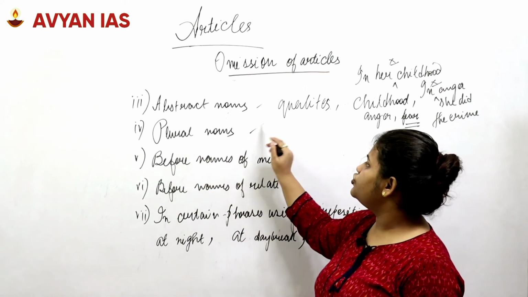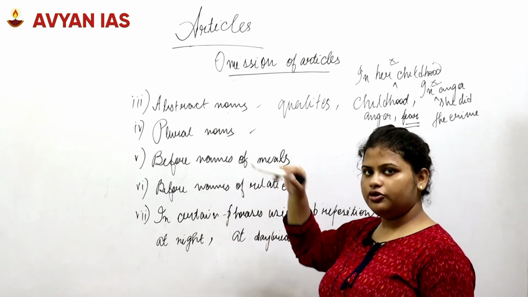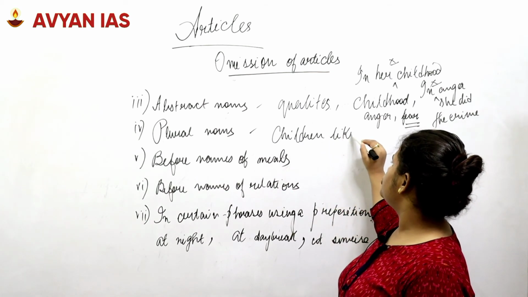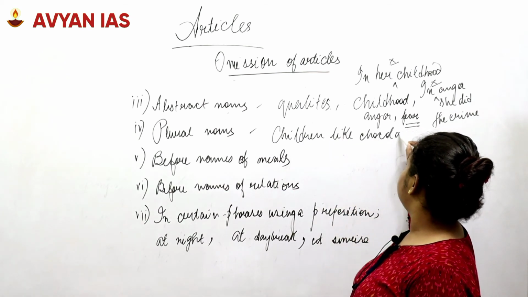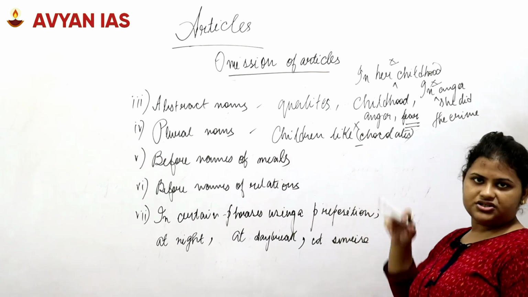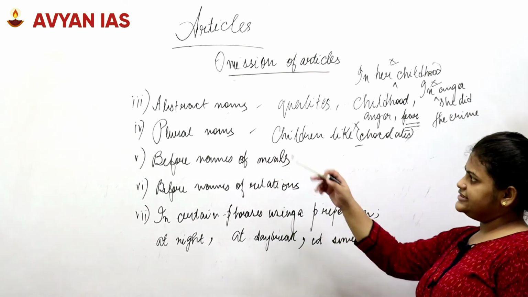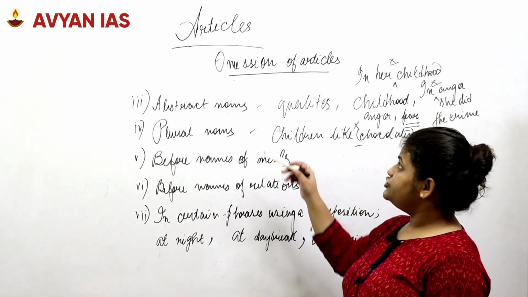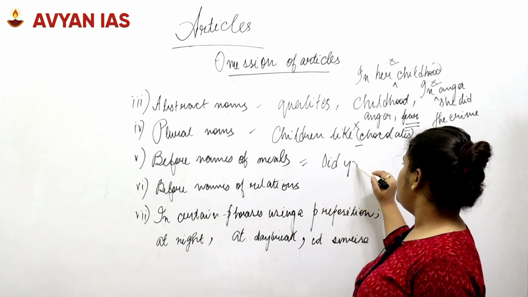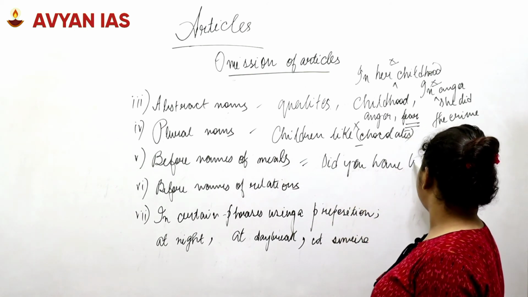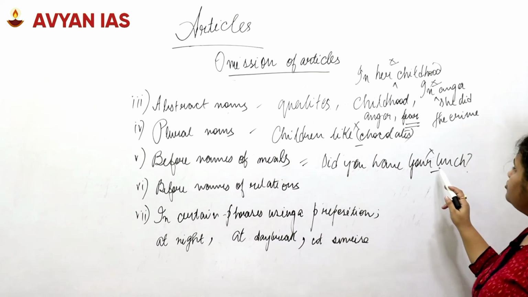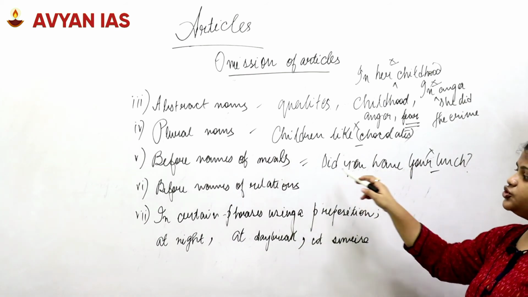Next come the plural nouns. We will not use an article before plural nouns. For example, children like chocolates. See, chocolates is a common noun, but we are not using an article before chocolates. Also, we will not use an article before the names of meals. For example, did you have your lunch? We will not use an article before lunch, dinner, breakfast, or any of the names of the meals.